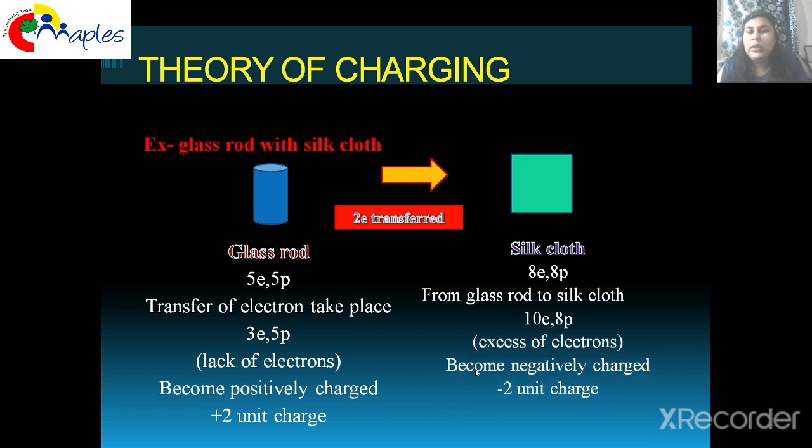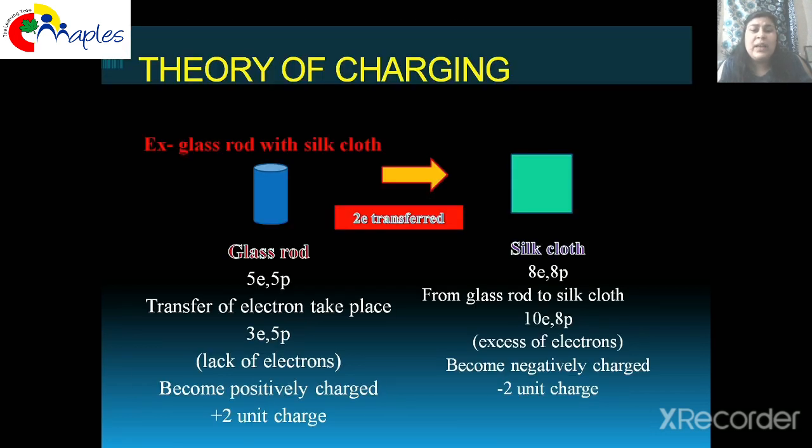Now for the silk cloth, because there are 10 electrons, which is greater than 8, the number of electrons is much greater than the number of protons, so there is an excess of electrons. Excess means ज़्यादा हो गए यहाँ पे electrons, so it becomes negatively charged. The same question arises: how much negative charge is there? You can see here 8 protons cancel 8 electrons and the remaining electrons are 2, so it acquires 2 unit negative charge. And we can see from here also how many charges are transferred: 2 electrons are transferred from the glass rod to the silk cloth.